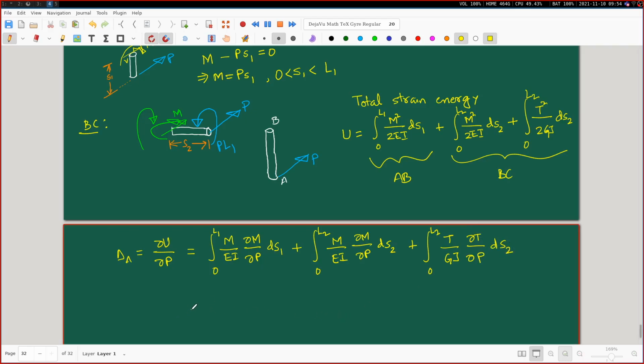Okay, and I have the answer for you, so you can check later on. This first integration is going to give us PL1 cube by 3EI, which is to be expected. The second one similarly will give us PL2 cube by 3EI, that also is to be expected. And the last one will give us PL1 square L2 divided by GJ. Okay, so that's it.